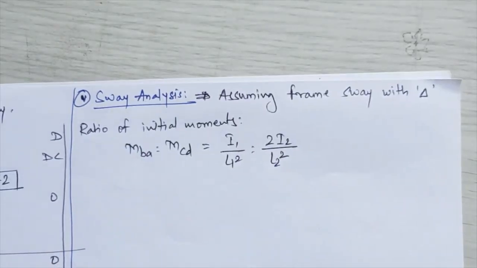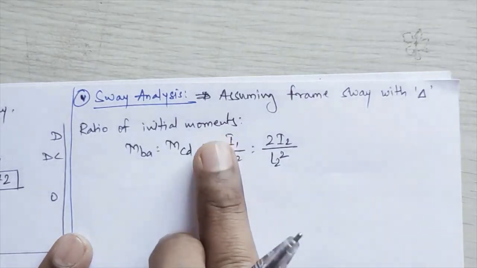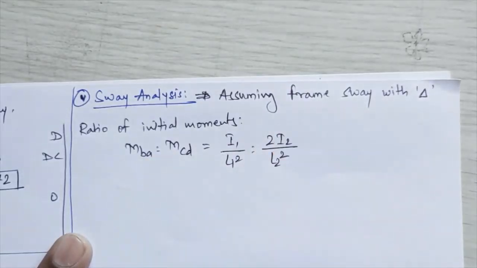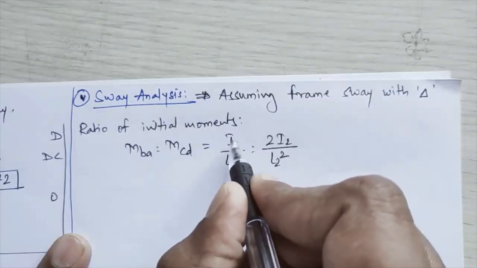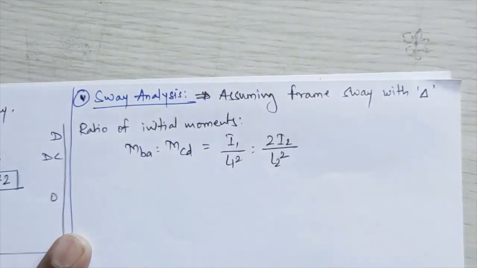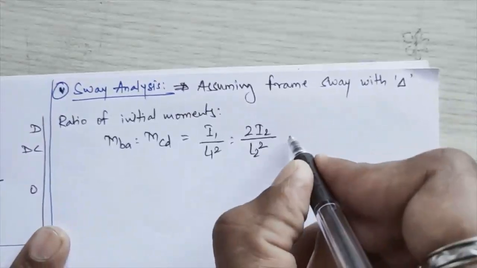For that you can refer to your previous lecture, where at the hinged end the value comes as 1, and where the fixed end is, at that end the value comes equal to 2. So this ratio I get as I1 by L1 square is to 2I2 by L2 square. So I'll substitute the values over here.